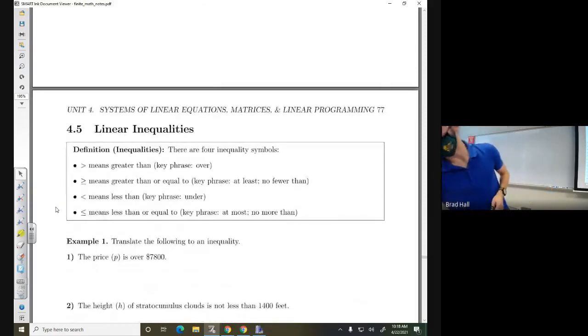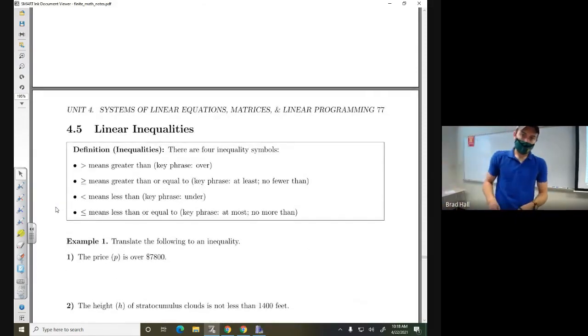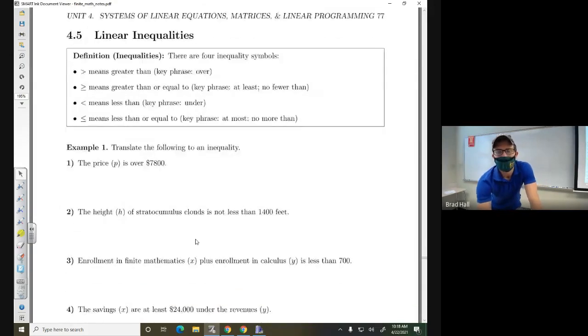Linear inequalities. So with linear inequalities, we will see some of the matrix stuff show up again, but in the meantime, we're going to start off by just talking about inequalities.